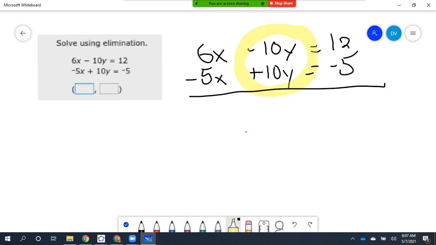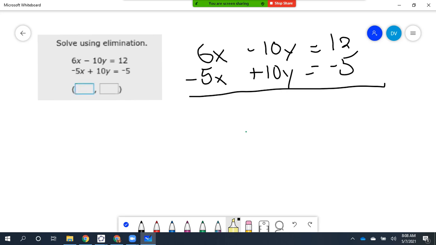If we had a negative 5x and a positive 5x, we'd eliminate that, or positive 6x and negative 6x. If those two numbers in front of the x were opposite, then that's what we would eliminate. And this problem is going to be the y. So we have opposites the way we need them.